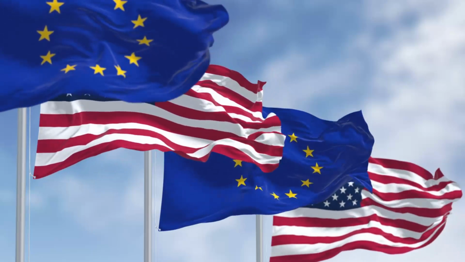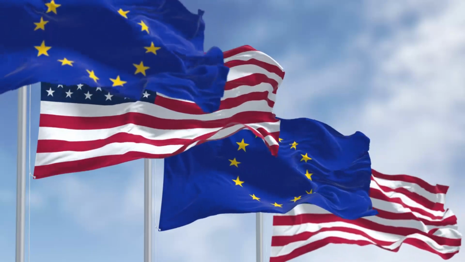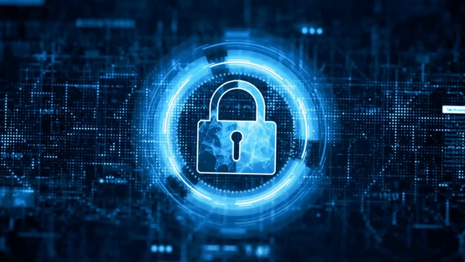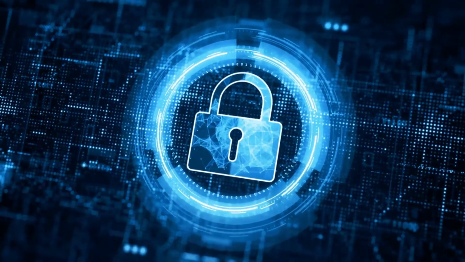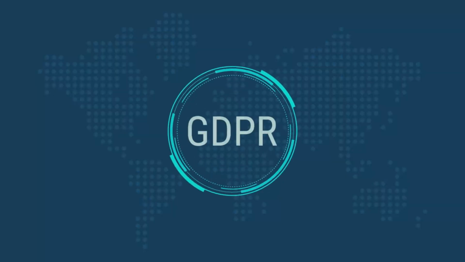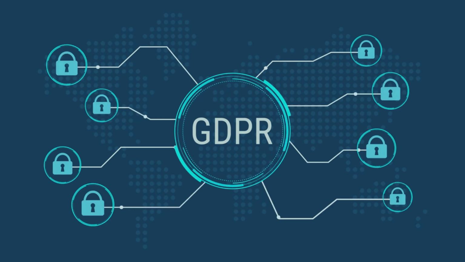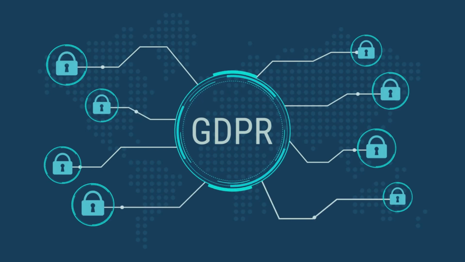Let's get into it. Here's the thing most people miss. The EU and US don't just have different privacy laws, they have completely different privacy philosophies. In the EU, privacy is a fundamental human right. It's right there in their Charter of Fundamental Rights, alongside things like freedom of speech. That's why GDPR is so comprehensive. It protects everyone, applies to every sector, and the penalties are designed to hurt.